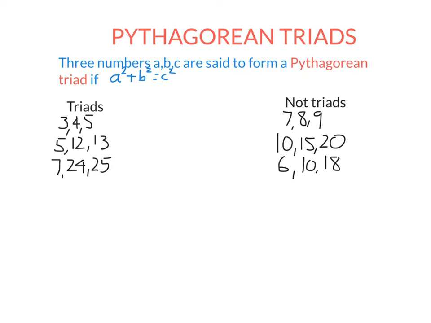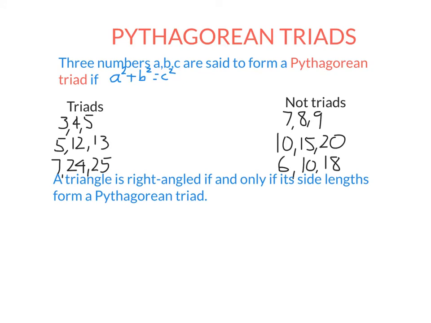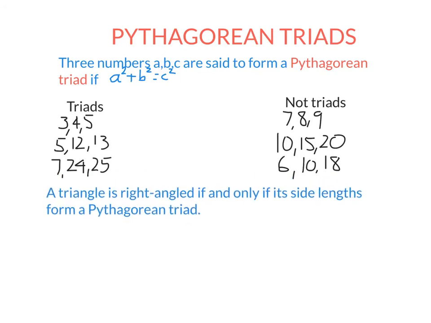So the significance of Pythagorean triads is they help us determine whether or not a triangle is right-angled. It turns out that a triangle is right-angled if and only if its lengths form a Pythagorean triad. So we know if the triangle is right-angled, then a squared plus b squared equals c squared. The opposite is also true. If a squared plus b squared equals c squared, then the triangle is right-angled. So let's look at some examples of this.